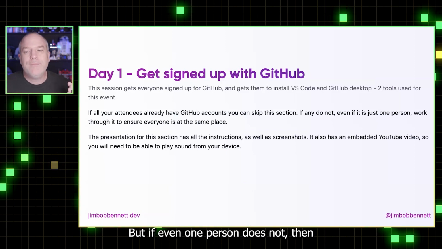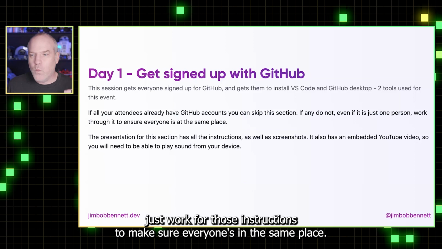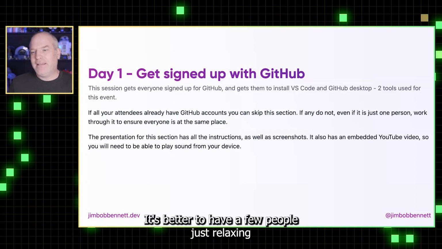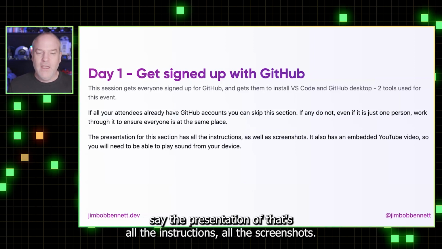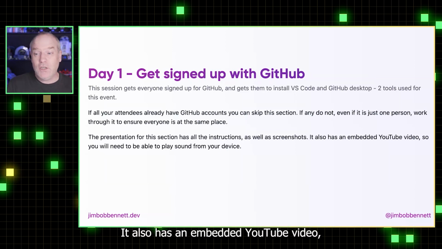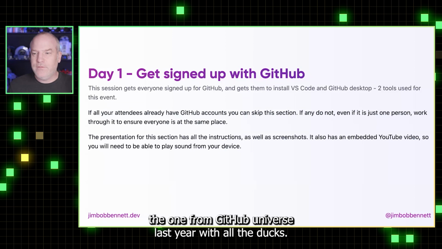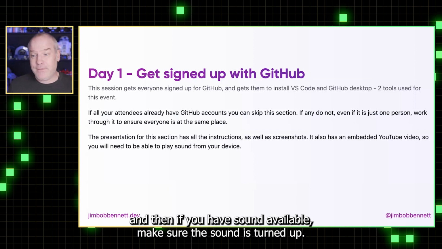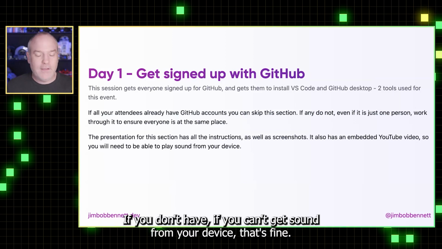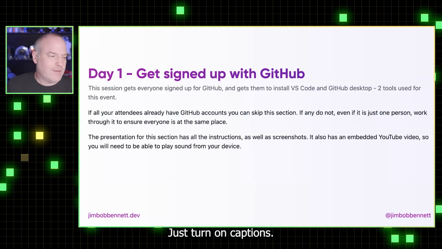But if even one person does not, then just work through those instructions to make sure everyone's in the same place. It's better to have a few people just relaxing and have an extra cup of coffee than one person being stuck behind everyone. Let's say the presentation for that is all the instructions, all the screenshots. It also has an embedded YouTube video, the one from GitHub Universe last year with all the ducks. So when you play that, please turn on captions. And then if you have sound available, make sure the sound is turned up. If you can't get sound from your device, that's fine. Just turn on captions.